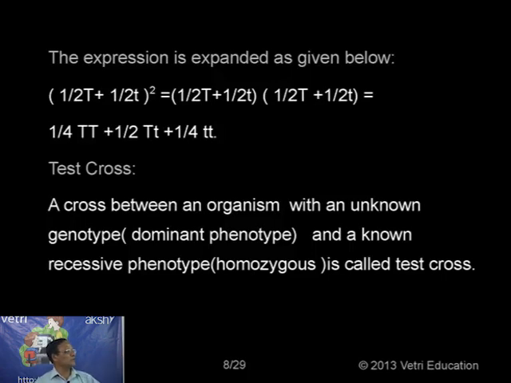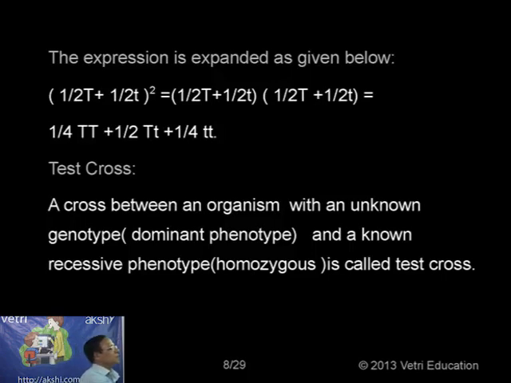So a test cross is a cross with an organism of unknown genotype. We do not know the genotype of that dominant parent. Normally we take the dominant phenotype, either dominant homozygous or dominant heterozygous. So this is an unknown genotype parent. The cross's aim is to find out whether the dominant parent is homozygous dominant or heterozygous dominant. So here it is crossed with a known recessive phenotype.